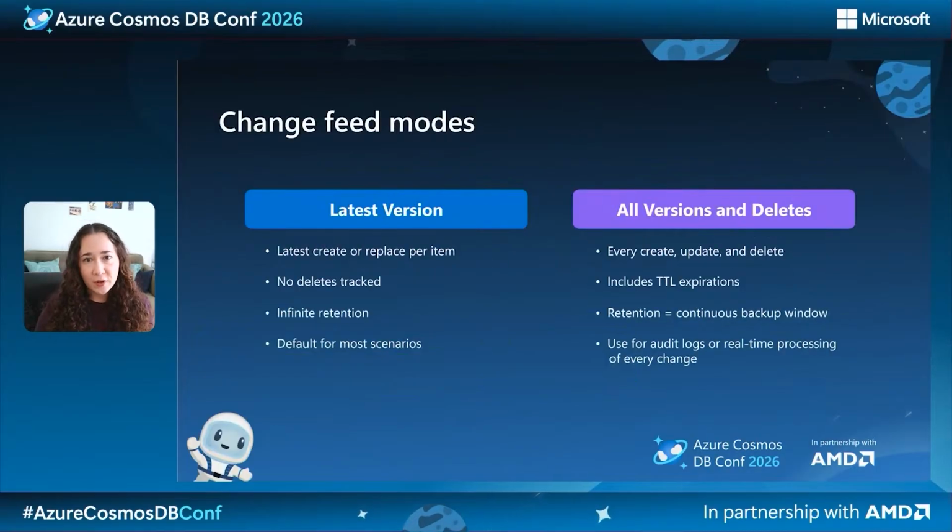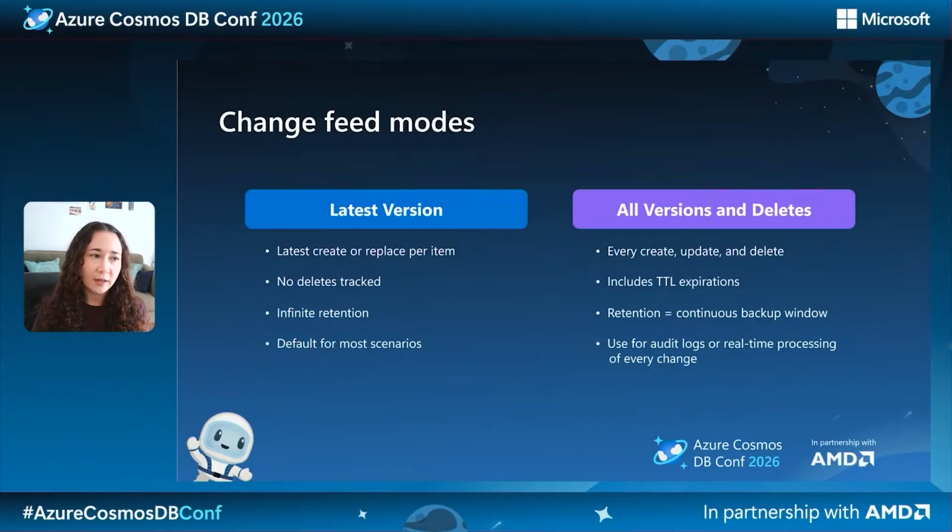There's a couple of different change feed modes that you can choose from. The default change feed mode and what's enabled on all of your accounts is latest version mode. In this mode, you get the latest create or replace for every item. Items that are deleted from your container no longer appear in the feed, and this means you won't get a notification for deleted items in the change feed itself. Any item that still exists in the container, you can read the latest version of it.